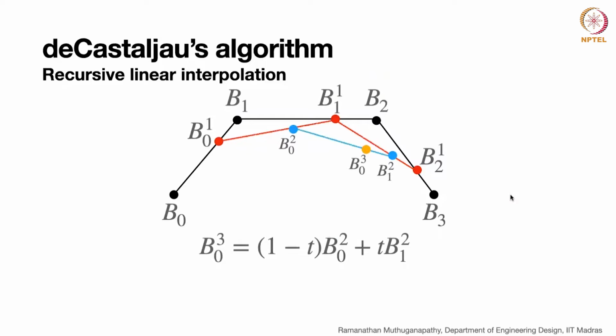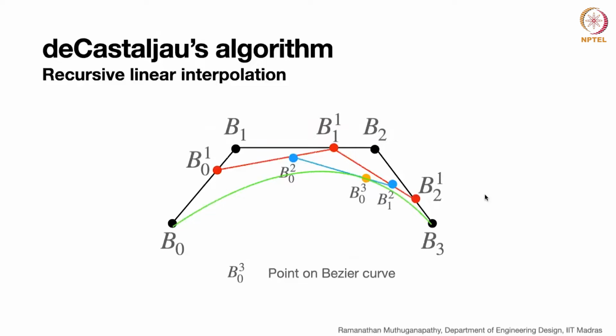Let me just page this back. So if you see this further, you can see that there is a b0,3. What can you say about b0,3? It's just one point on a Bezier curve at the parameter, whatever that parameter t is, 0.6. Okay, sir. So if you do successive linear interpolation of the original control polygon at that parameter, you will get the point on the Bezier curve at this parameter.